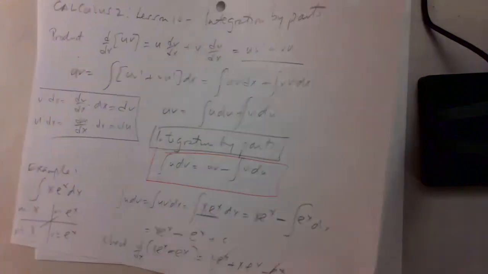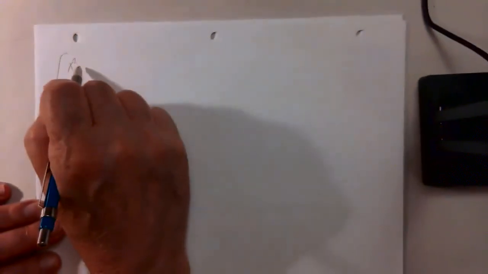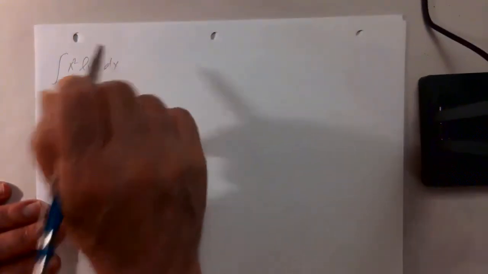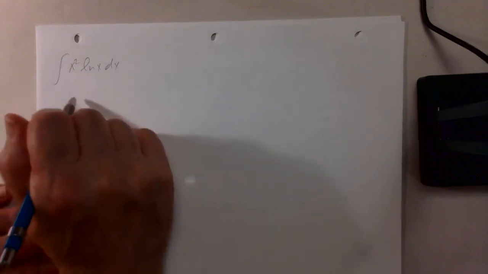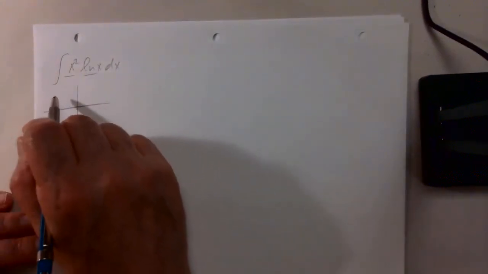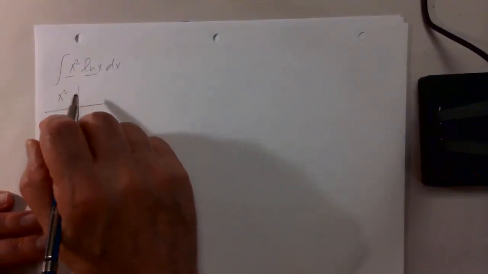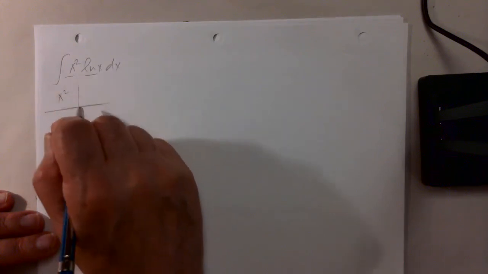Let's look at another example. Again, these look hard, but integration by parts makes it a lot easier. So I like to make this little 2 by 2 table. This is the product of these two functions. So let me let u be equal to x squared and dv, or v prime, be log x.